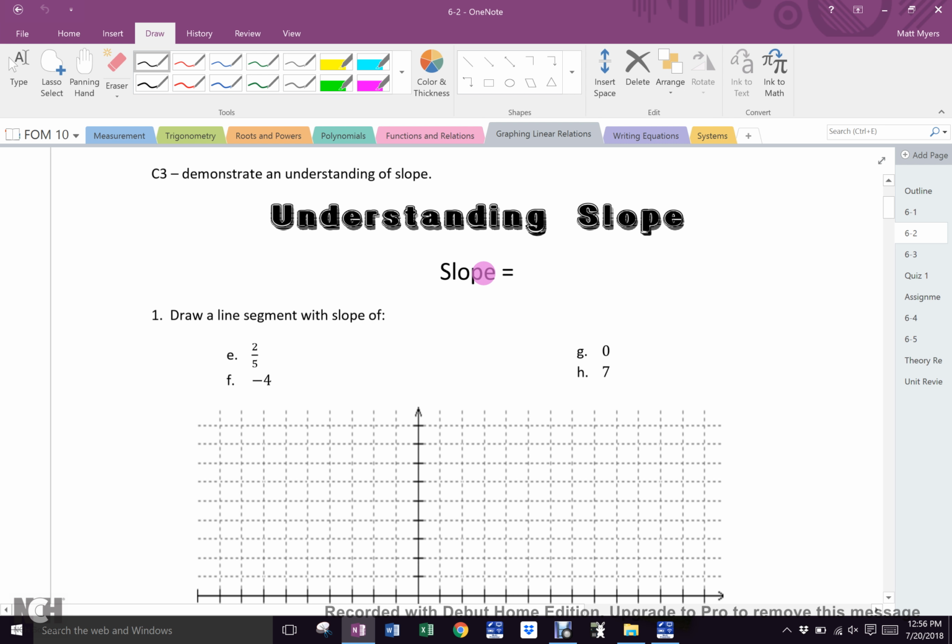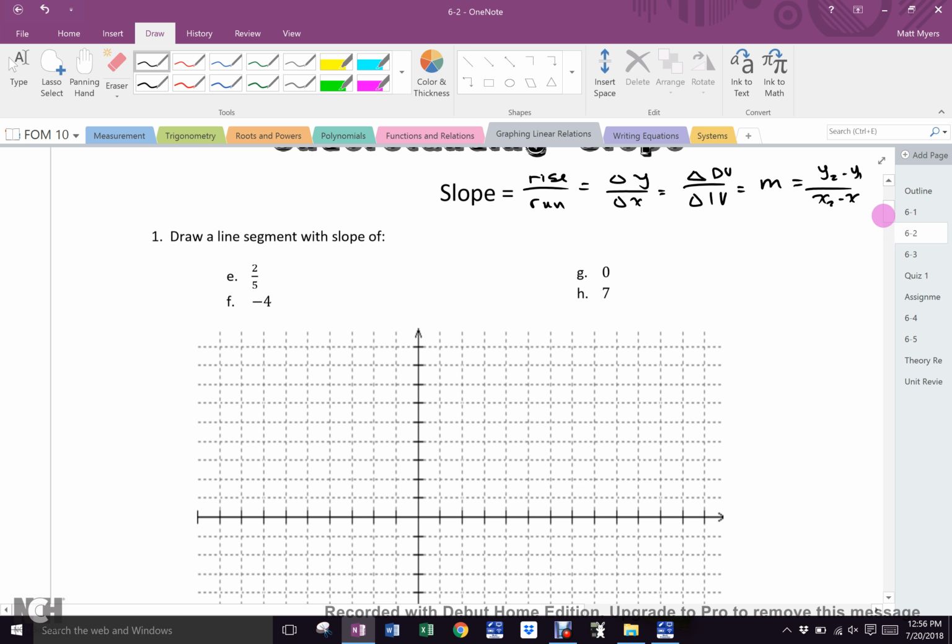Slope is how many things? Slope equals blank. What can I write there? I could write rise over run. What else could I write there? Change in y over change in x. What else? Change in DV over change in IV. I could also write m. I could also write y2 minus y1 over x2 minus x1. All of those things. All right?